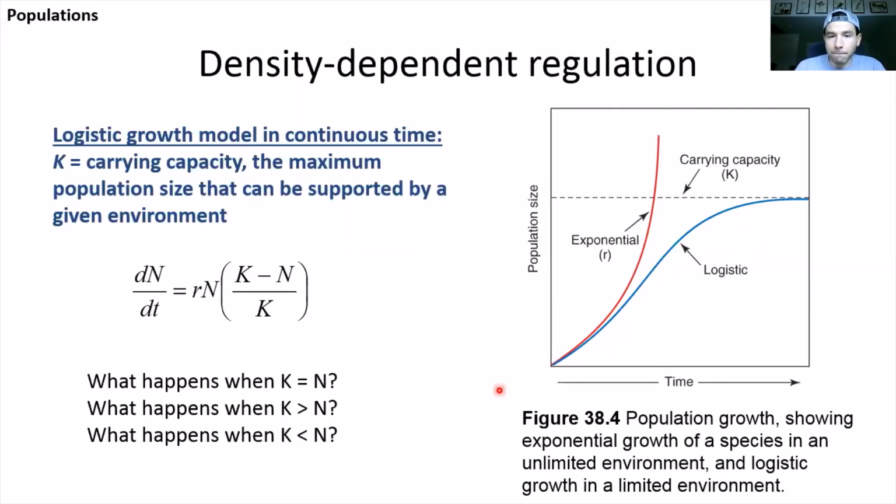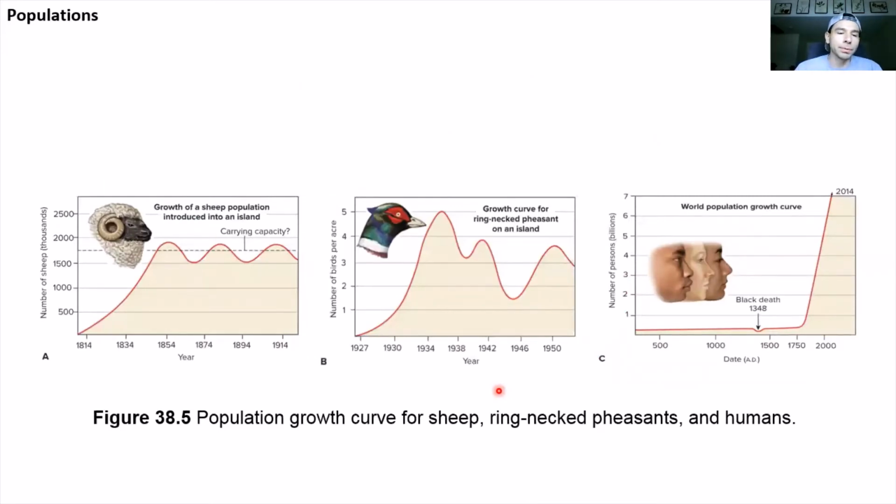Here are some examples. This is an example of a sheep population that was introduced into some island, I think in New Zealand. And you see that here, for the first few decades, there was some exponential growth. And then in this case, the sheep population exceeded its carrying capacity and then came down, and then came up, and then exceeded carrying capacity again, and so on. And so these fairly stable cycles indicate that this population was controlled by humans. Humans essentially dictated the carrying capacity that they can tolerate on that island.